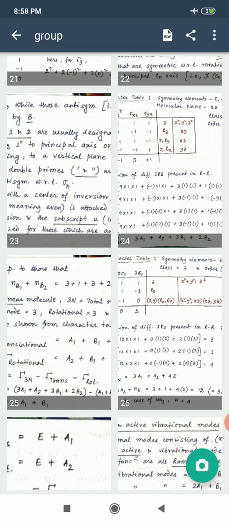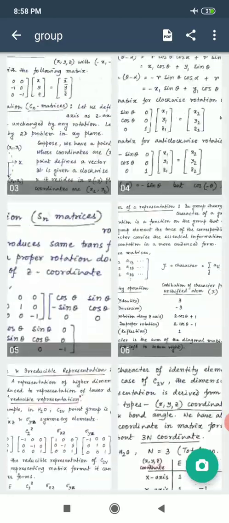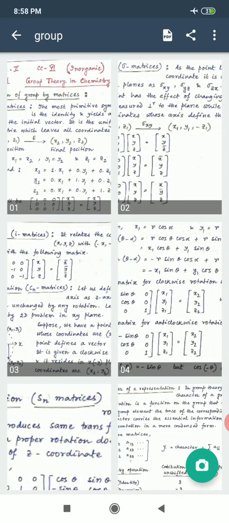So in our last few classes we have read about group theory in chemistry. This is our last class of group theory, and I just want to recapitulate the topics which we have learned till now.